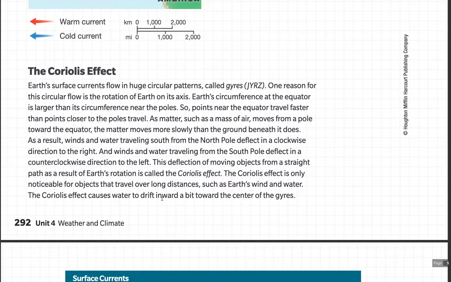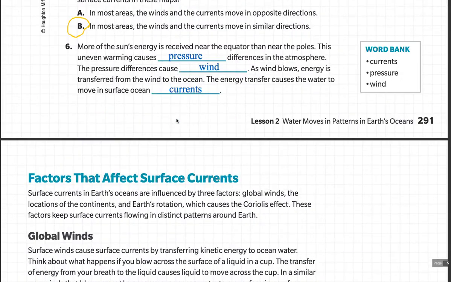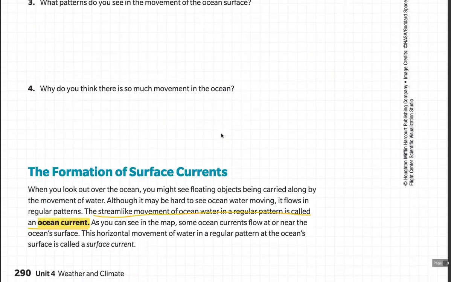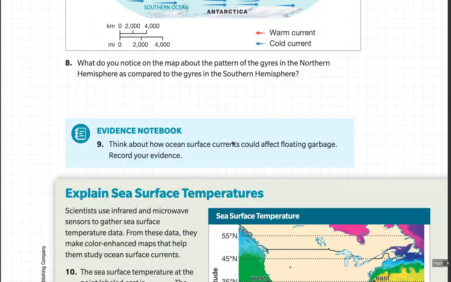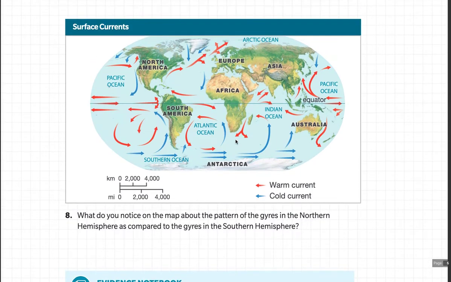And this is talking more about the Coriolis effect and Earth's surface flow in huge circular patterns called gyres. And those are due to the Coriolis effect, same as the wind. You can see them really well in these pictures, these gyres. You're probably familiar with that pattern mostly from hurricanes. What do you notice on the map about the pattern of gyres in the northern hemisphere as compared to the gyres in the southern hemisphere?